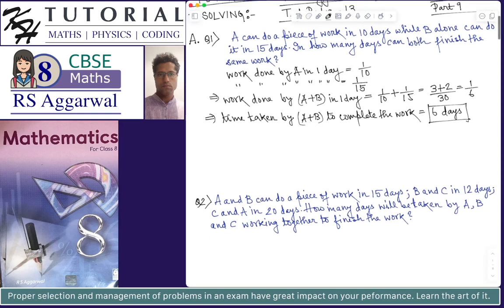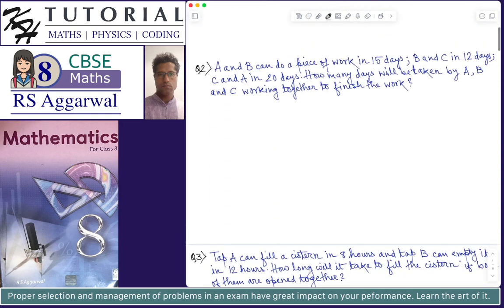Okay. Problem number 2. A and B can do a piece of work in 15 days, B and C in 12 days, C and A in 20 days. How many days will be taken by A, B and C working together to finish the work? This is also a very standard question. So we are given that A and B when working together complete the work in 15 days. Similarly, B and C when working together complete the work in 12 days, and C and A when working together complete the work in 20 days.